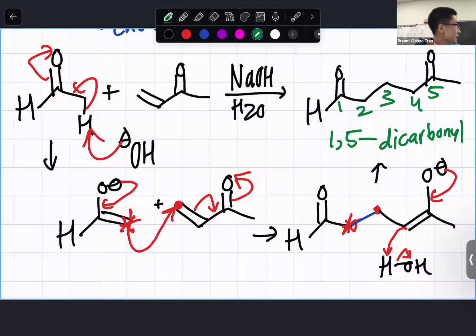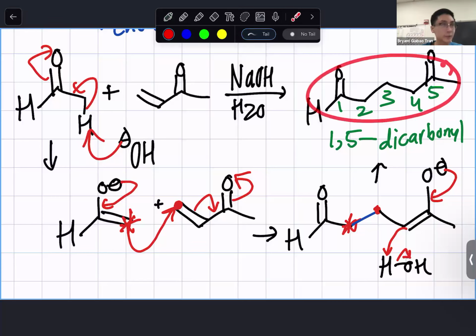For Michael addition, see, 1,5 dicarbonyl. 1, 2, 3, 4, 5. Yes, 1,5 dicarbonyl. But then from this 1,5 dicarbonyl here, we could do other reactions on it.